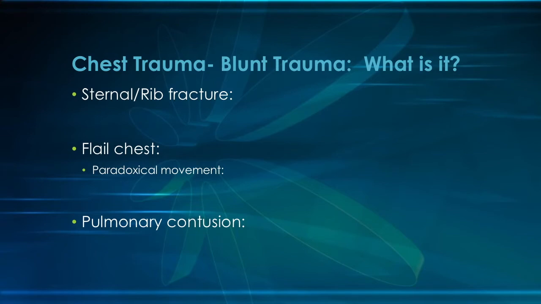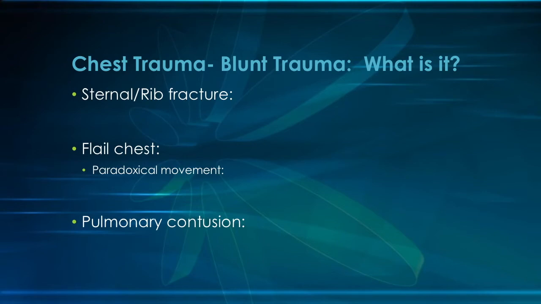So for flail chest, this is kind of like a really bad rib fracture. It's taking it one more step. That flail chest is going to cause a paradoxical movement. What that means is when 3 or more adjacent ribs get fractured at 2 different sites, that is actually what flail chest is defined as. So 3 or more adjacent ribs being fractured at 2 separate sites.